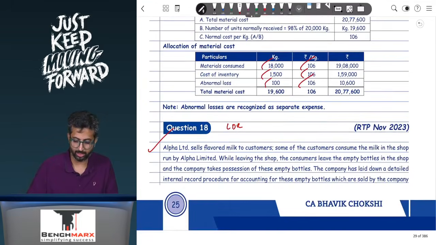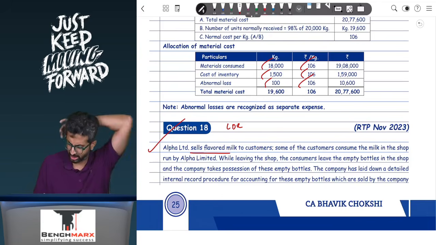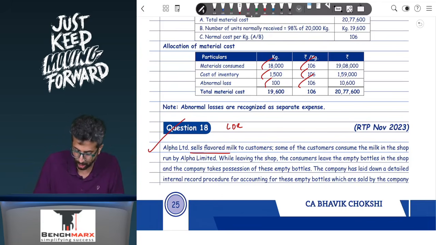Next you go to question number 18. Now Alpha sells flavored milk. It's a theory question but an interesting one, I would say. Alpha sells flavored milk to customers. Some of the customers consume the milk in the shop run by Alpha. While leaving the shop, the consumers leave the empty bottles in the shop and the company takes possession of these empty bottles.